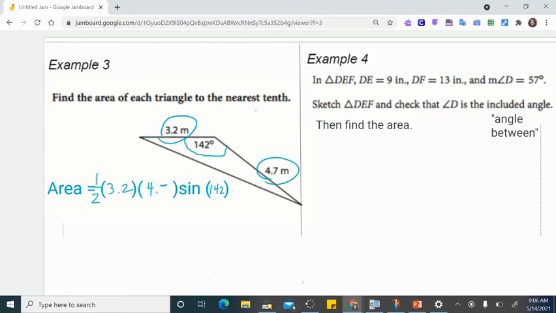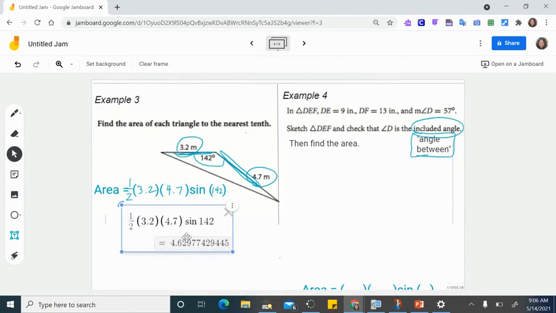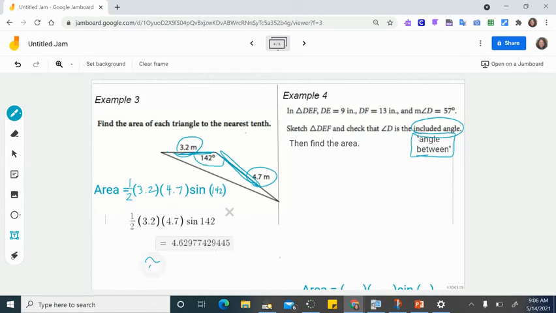Now those two sides have to be touching that angle that we're talking about, right? Another way to say touching is that the included angle, the angle between those two sides. And then we pop that into a handy dandy calculator, and let's see if I popped it in right or if I forgot something. No, we're good. I did it. 1/2 times 3.2 times 4.7 times the sine. And then it equals about 4.6 to the nearest tenth. That would be the area. And since these are meters, the units are going to be square meters, right? Area is always square units.